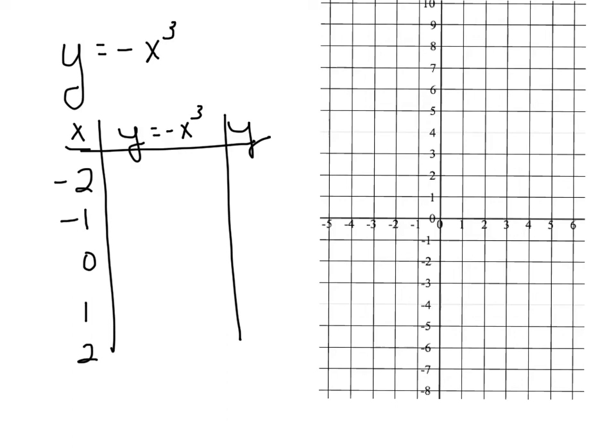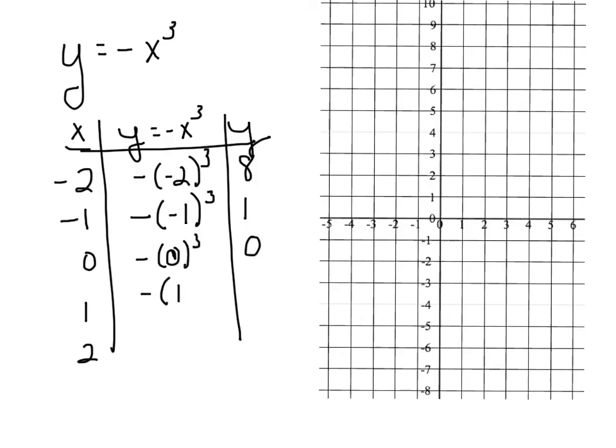So if we plug this in, this is going to be negative times -2 to the third power. Please note that these negatives do not cancel. So I do -2 to the third power. That's -8. -8 times the negative gives me +8. I plug in -1 to the third power. -1 to the third power is -1 times a negative is +1. I plug in 0. It's just going to give me 0.